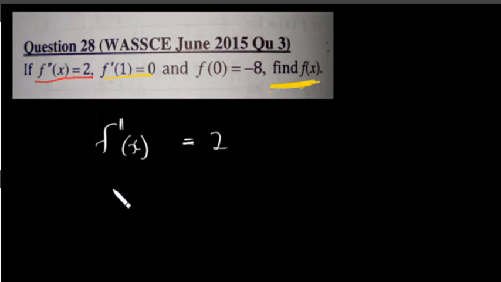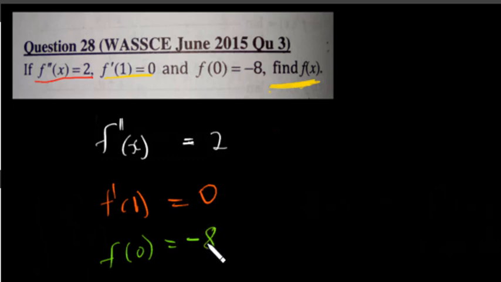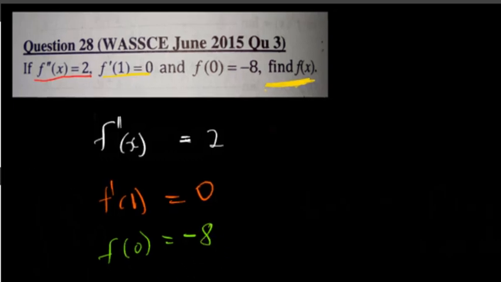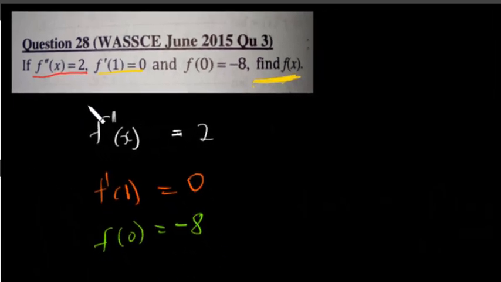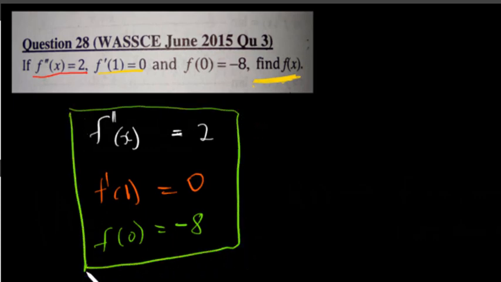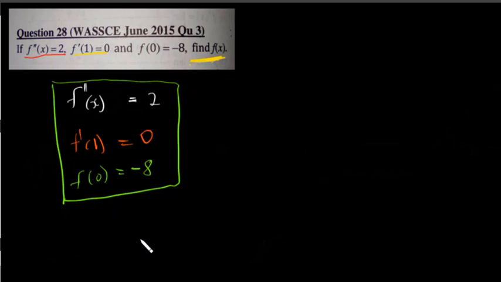So we also have f prime of 1, and that is equal to 0, and we are also given f of 0, which is equal to -8. Okay, so we have these three equations to find an expression or function for f of x.